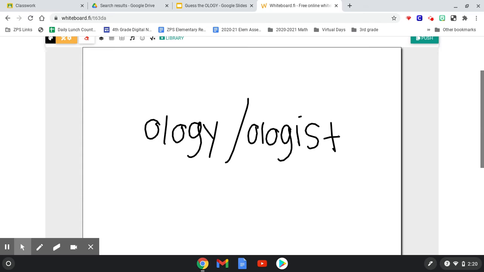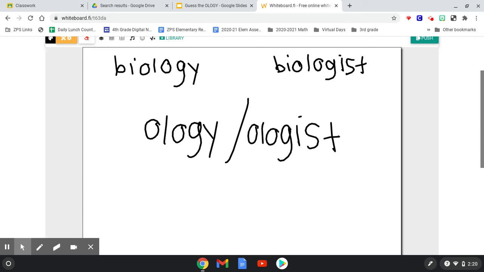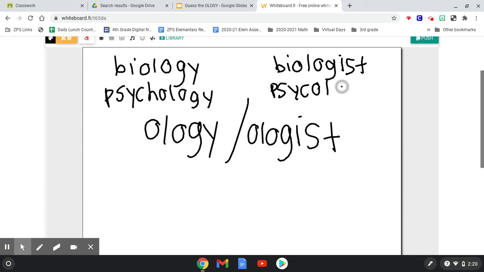For example, biology or a biologist. Same thing with psychology and psychologist. They both kind of mean something similar. Ology is the study of.